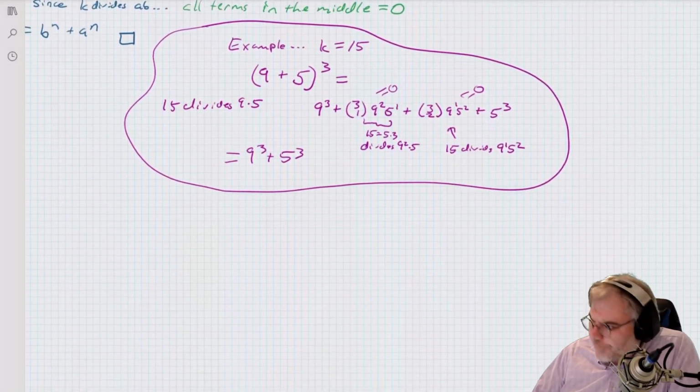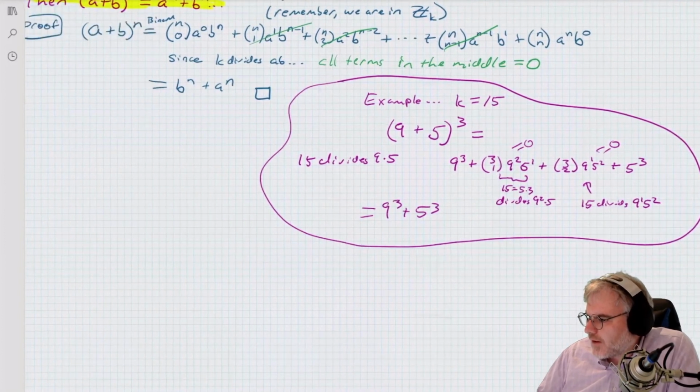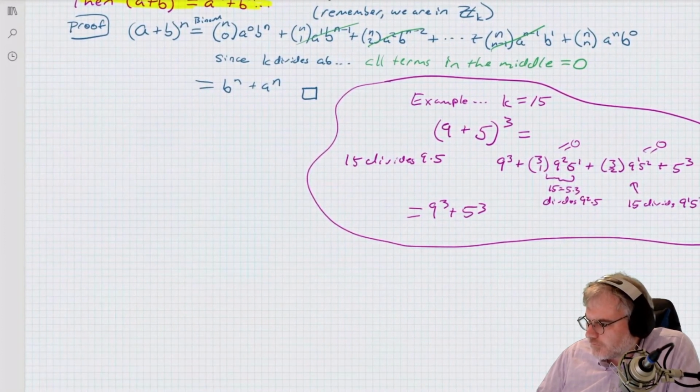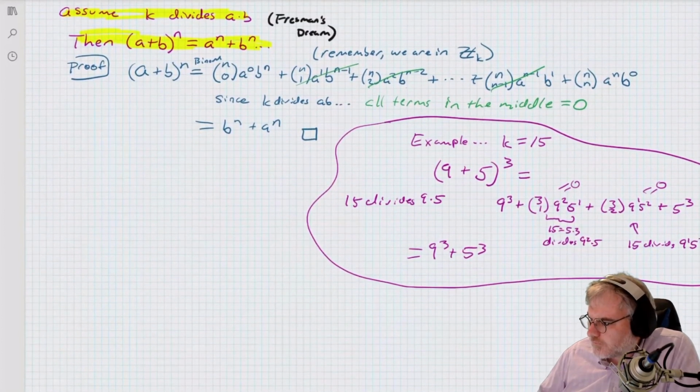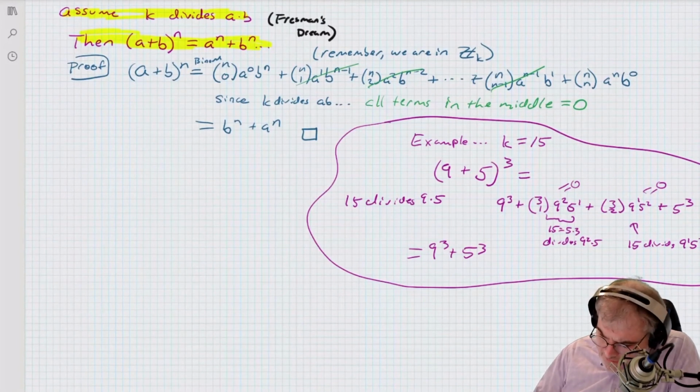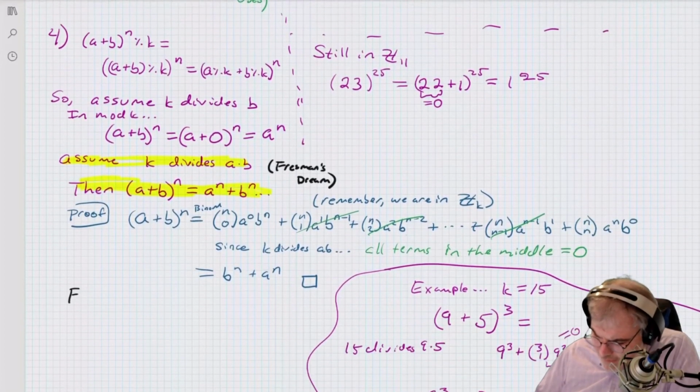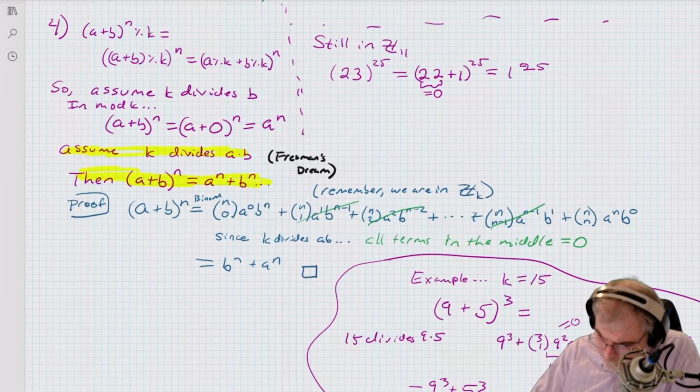All right. And there's one more, and this one's called Fermat's little theorem. This would be number 5. This one has a name. It's called Fermat's little theorem.